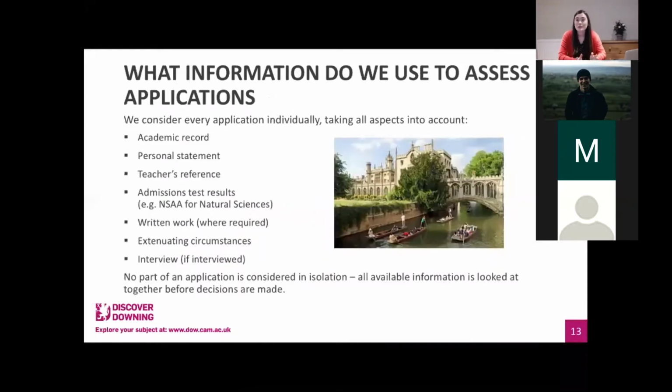So what do we use to assess your application then? We've got all this information coming in about you as an applicant, and we take everything into account when assessing your application. We don't look at one thing in isolation, everything is considered holistically. So we'll look at your academic record, your personal statement, your teacher reference, your results from your admissions test, any extenuating circumstances, and then your interview notes and scores as well.